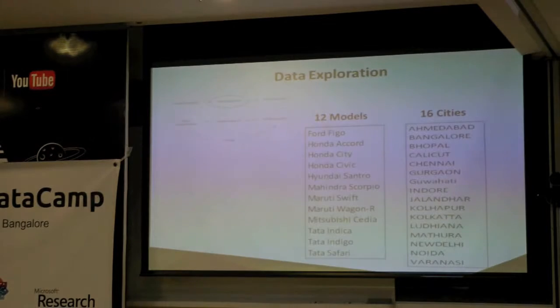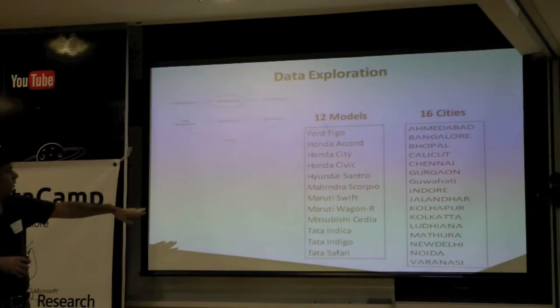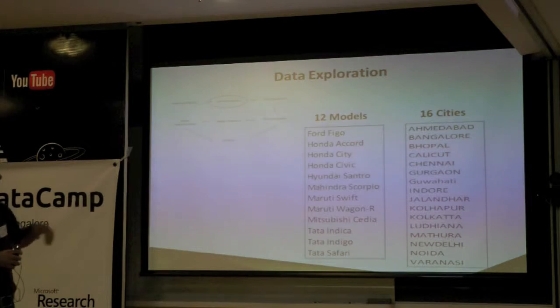So again, this is a simplified version of the data. We have 12 models and we have 16 cities. These are the 12 car models that are there across these 41,000 policies, and these are the 16 cities that are there.